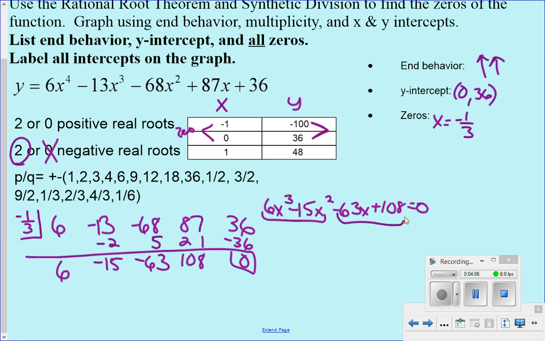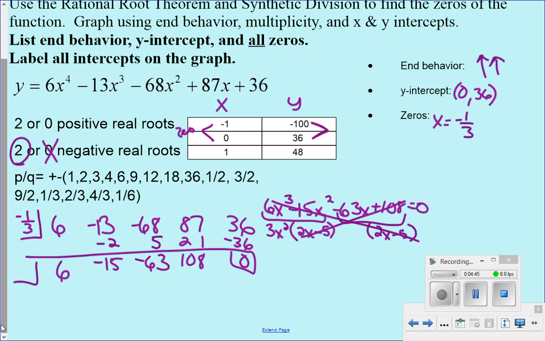Unfortunately, when I try to group this and factor out a 3x squared, there's nothing I can multiply 2x minus 5 by to get -63x plus 108. So this does not factor. Because it doesn't factor, I'm forced to try synthetic division again. Like I said a moment ago, we're going to try the negative numbers. I'm going to use these coefficients, remember, not the originals from the original problem, but the simplified equation's coefficients, and run through synthetic division again.